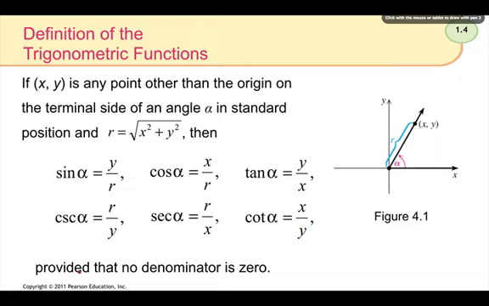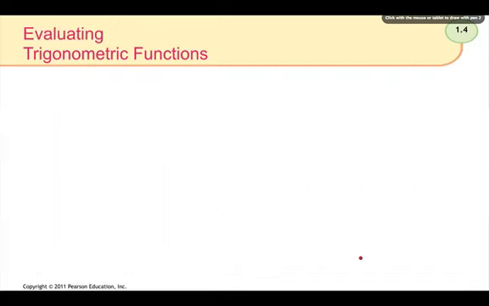And we're given that there's no zero in the denominator, otherwise we have problems. Again, I cannot emphasize how important this slide is. And just another point, notice that the angle doesn't necessarily have to be an acute angle. Let's go on to the next slide.